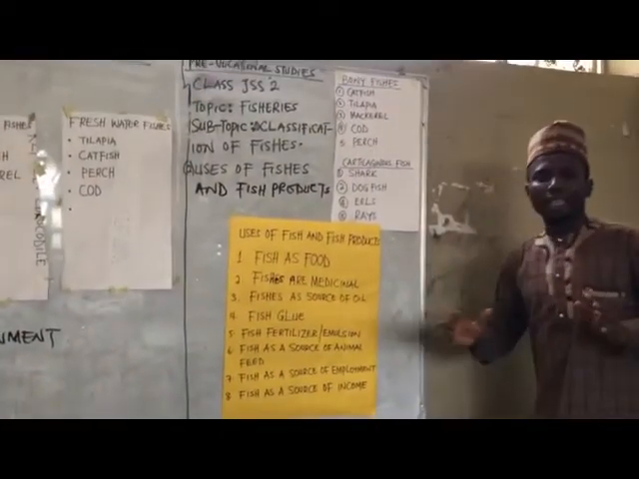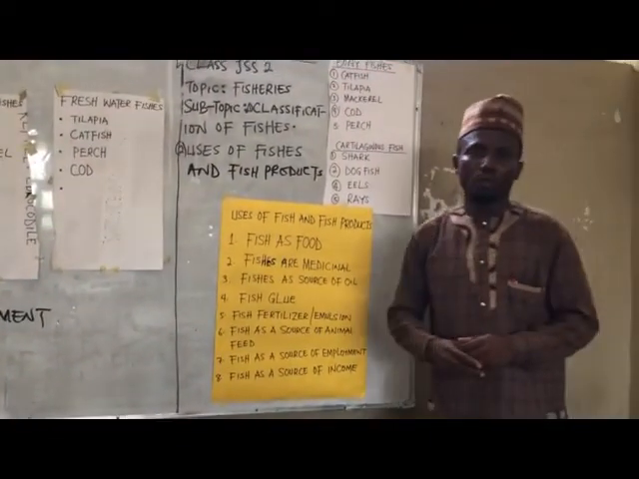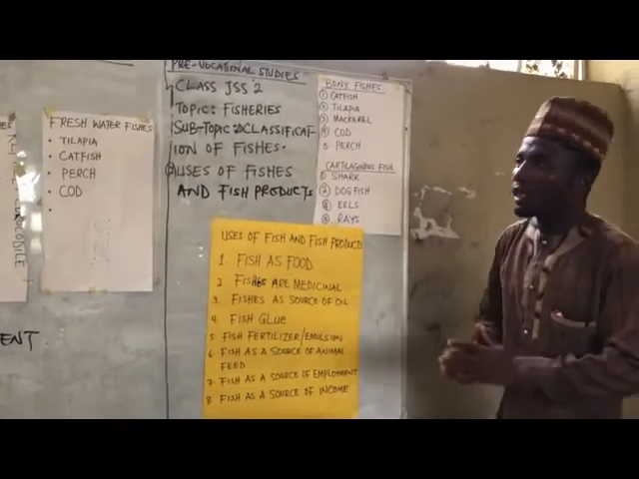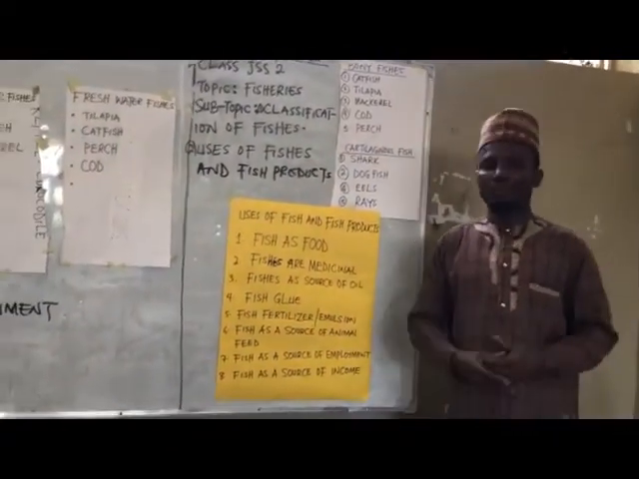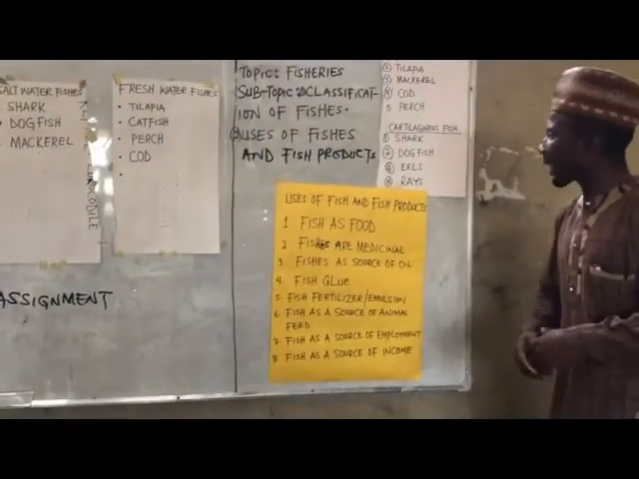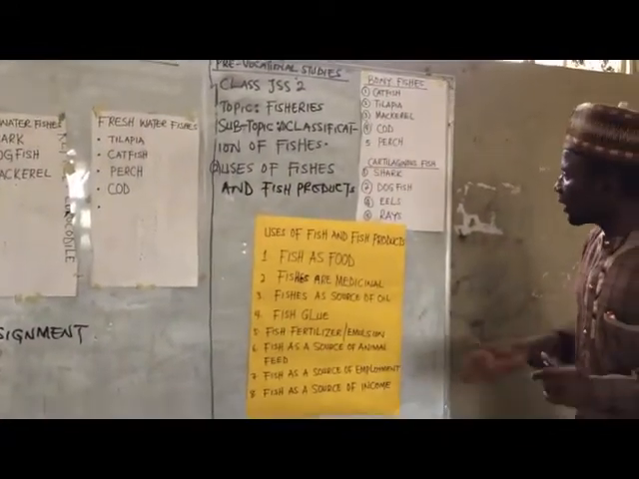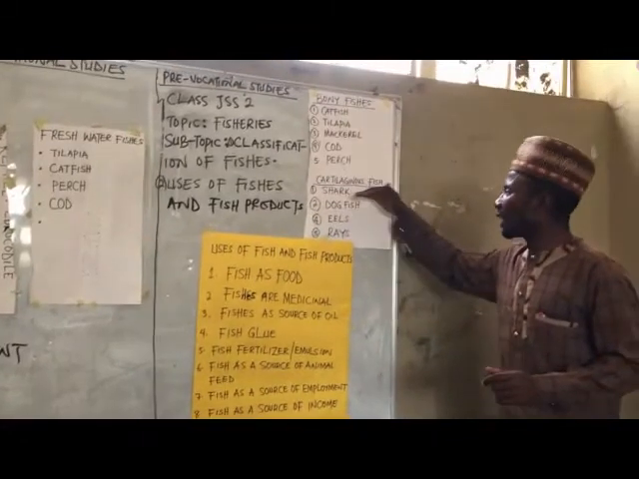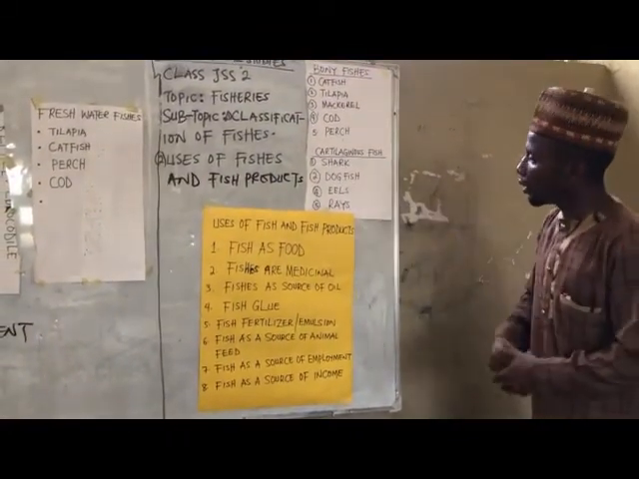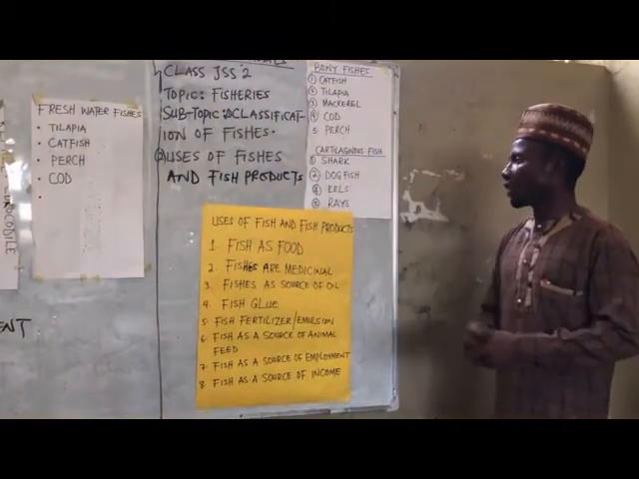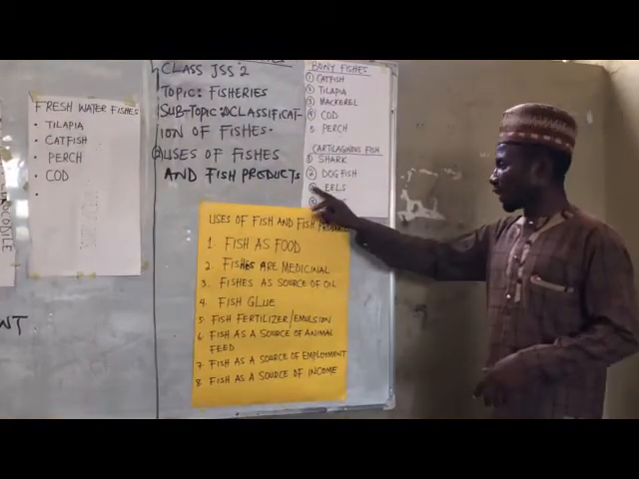Then let's look at cartilaginous fishes. They are flexible. Their framework of the body is made up of cartilage, not bones. Examples of cartilaginous fish are: 1. Shark. 2. Dogfish. 3. This one is 3.